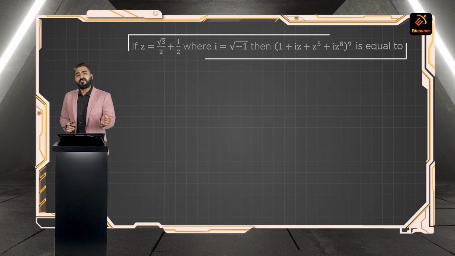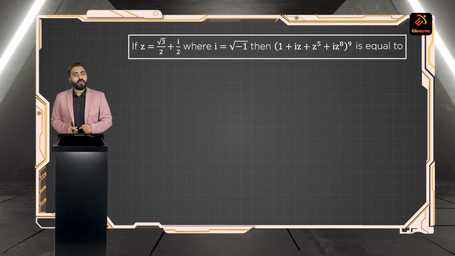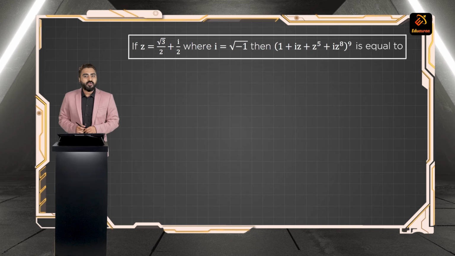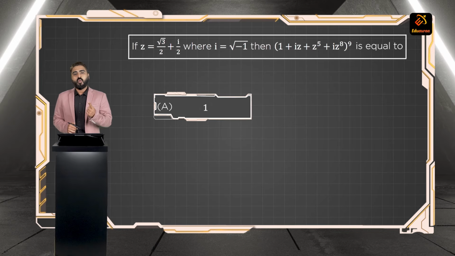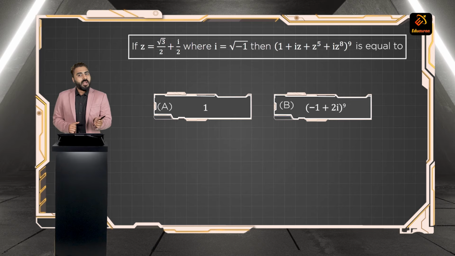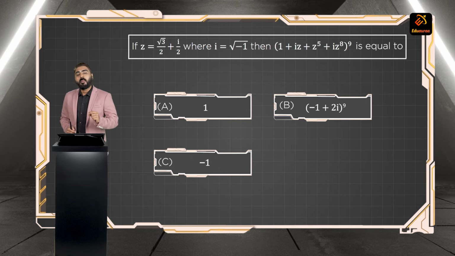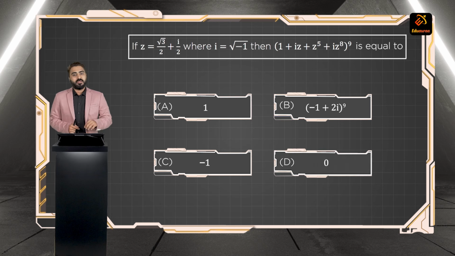Now students, moving on to the next MCQ, and the next MCQ is: if z is equal to root 3 upon 2 plus i by 2, where we know the value of i is root of minus 1, then 1 plus iz plus z raised to 5 plus iz raised to 8 whole raised to 9 is equal to what? Let's check our options. Option A, 1. Option B, minus 1 plus 2i whole raised to 9. Option C, minus 1, and option D, 0.